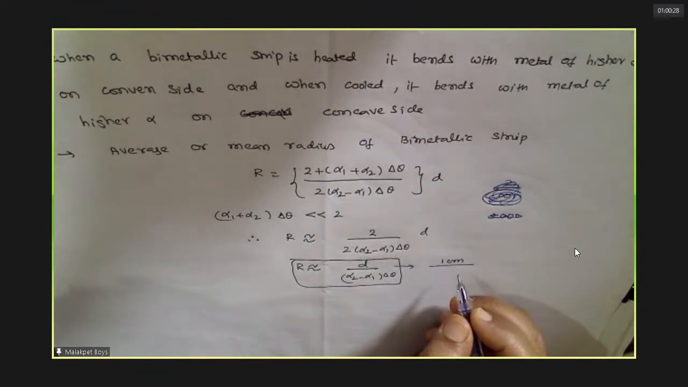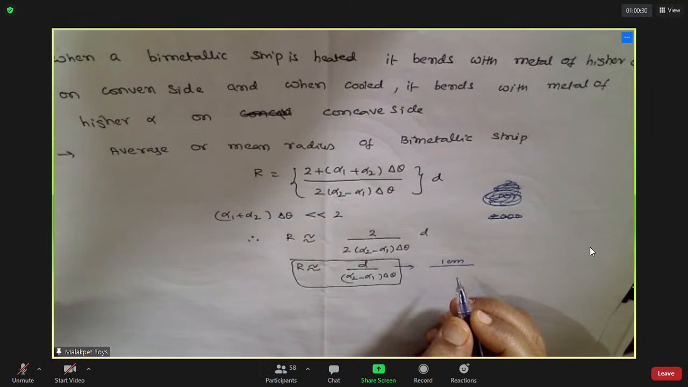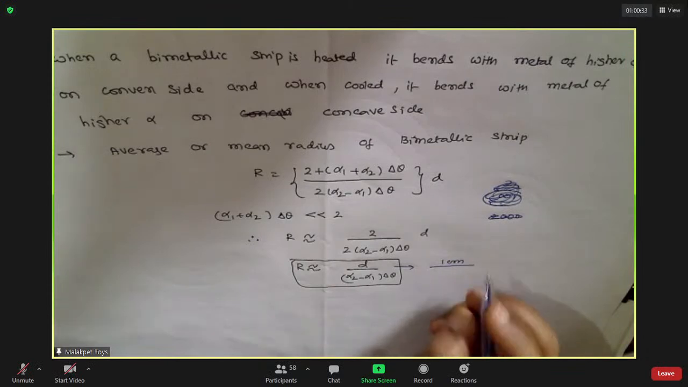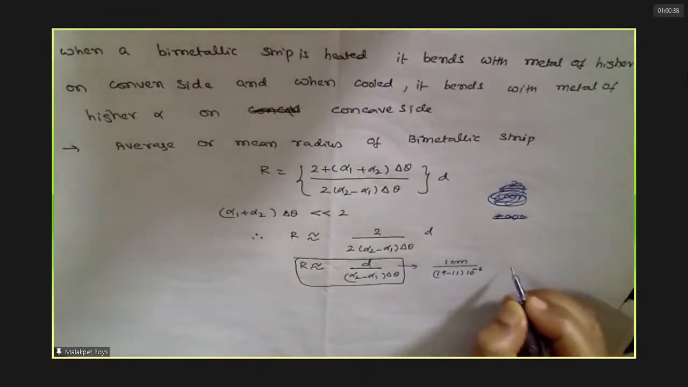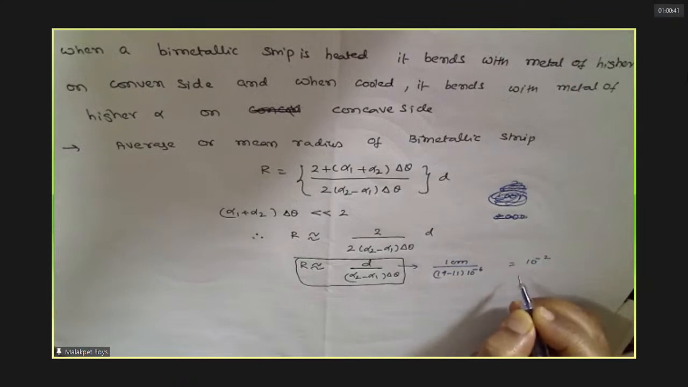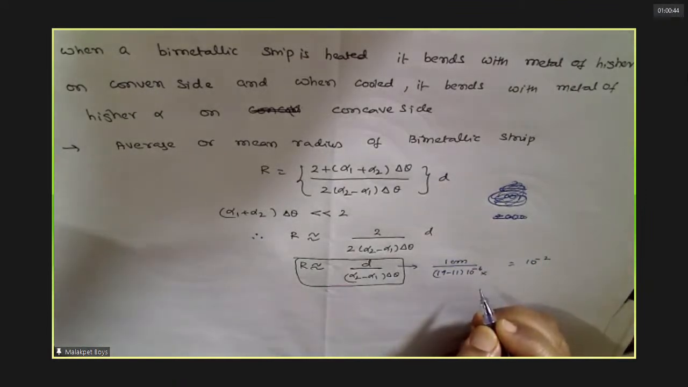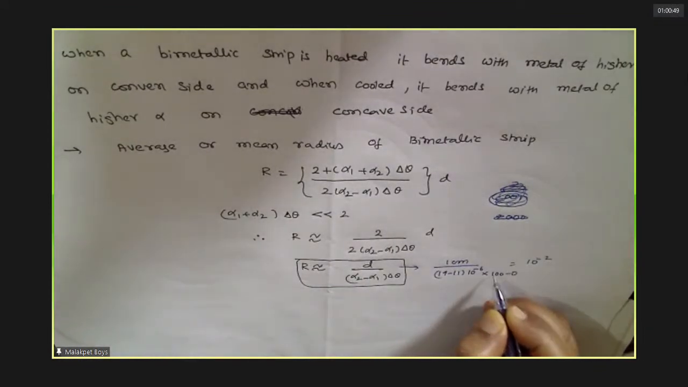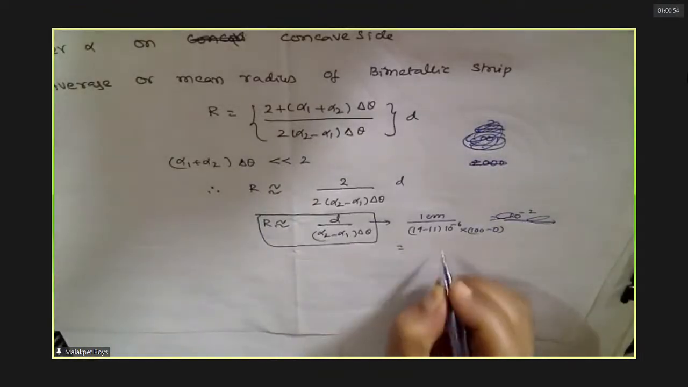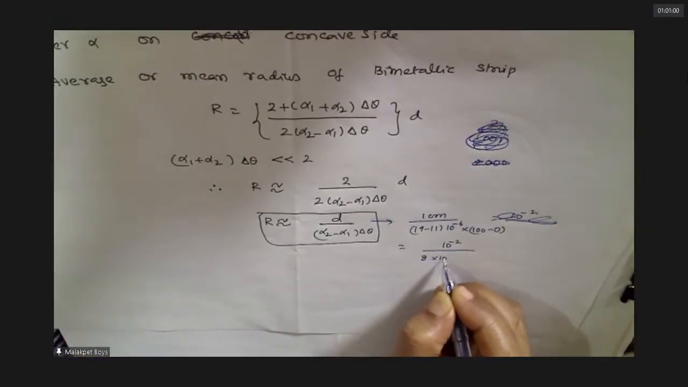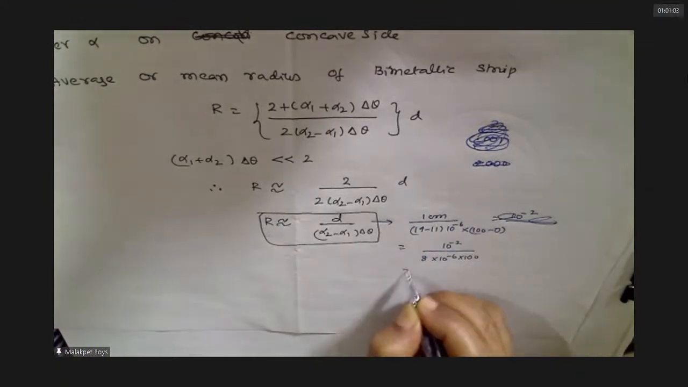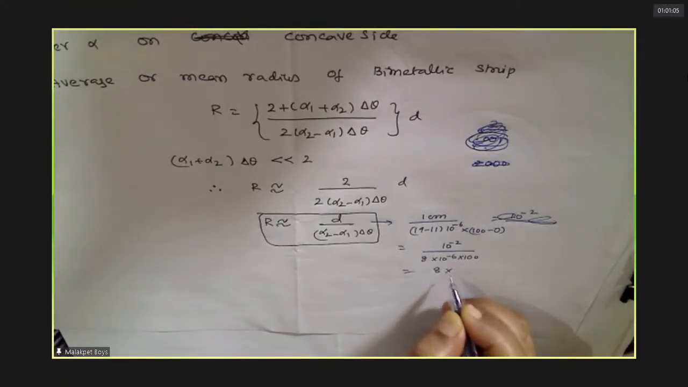Alpha 2 is given. 19 minus 11, 10 power minus 6. This is 10 power minus 2. What is delta theta, man? Change in temperature, 100, no? 100 degrees Celsius. Now this you convert into SI meters. This is 8, 10 power minus 4.